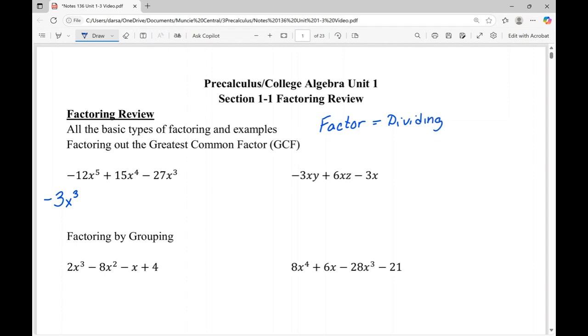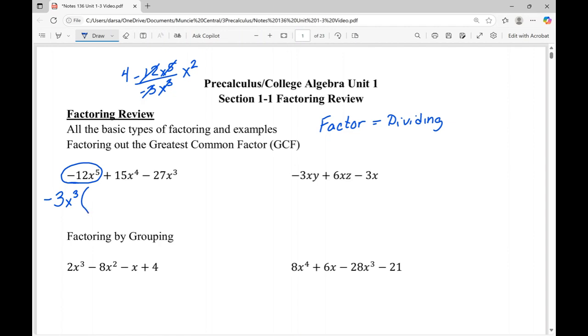So what we're going to do is think, if we took negative 12x to the fifth and we divided it by negative 3x cubed, what is happening there? Well, I'll just do this once. Negative 12 divided by negative 3 is going to reduce to a 4. And we have 5 x's on the top divided by 3 x's on the bottom. So when we see what's happening there, we're left with an x squared. So that's how we can tell what is left on the inside of this after we have factored.